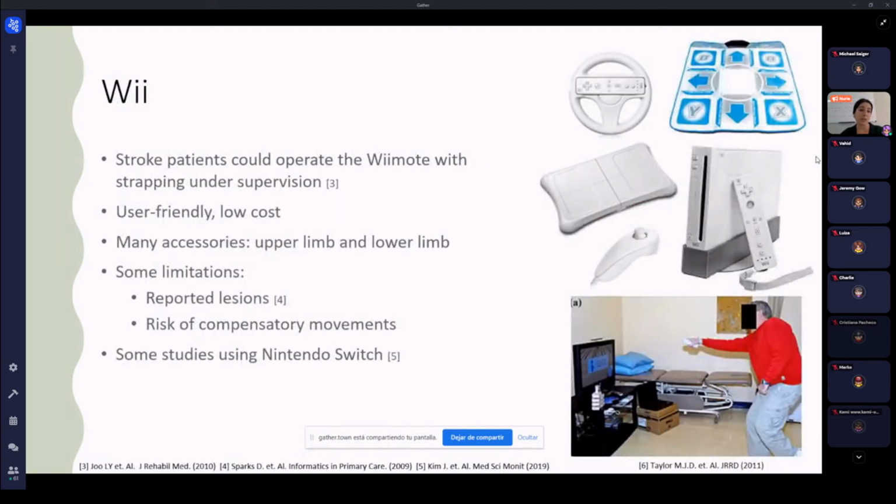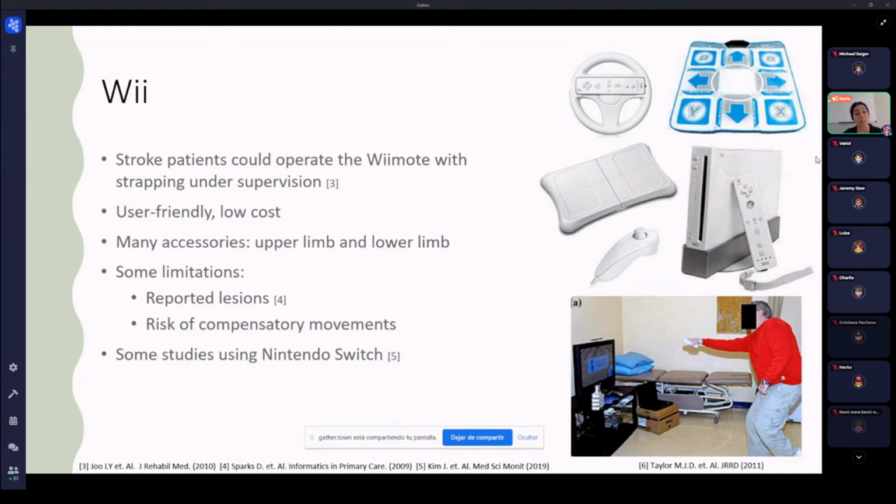Wii has also been widely reported. It's been shown that stroke patients could operate the Wiimote with strapping and under supervision. So Wii is a user-friendly, low-cost system, and it has many accessories. You can train the upper limb by using the Wiimote, but you can also train the lower limb by using the Wii Balance board or the mat. So a lot of flexibility.